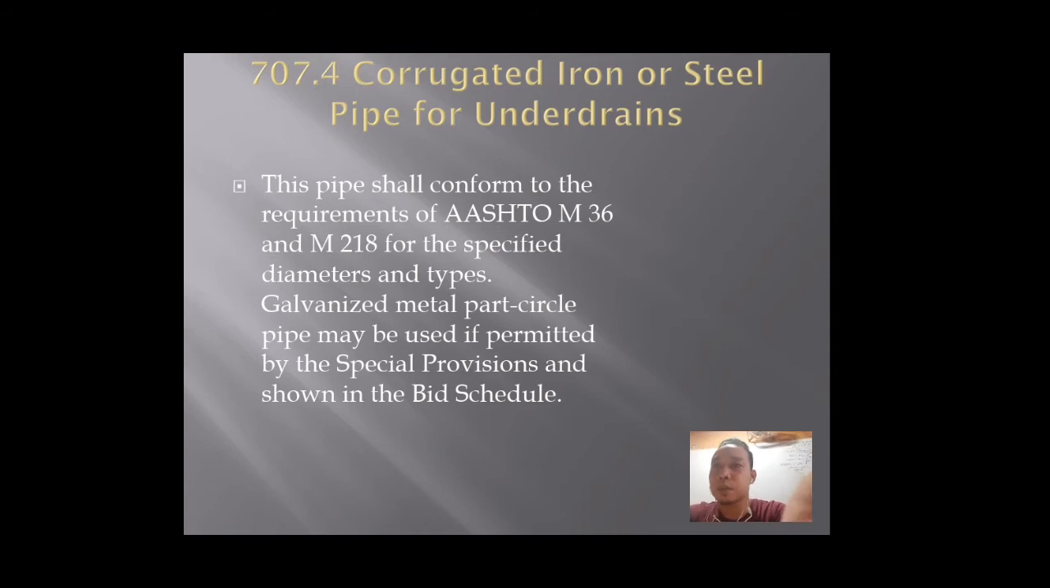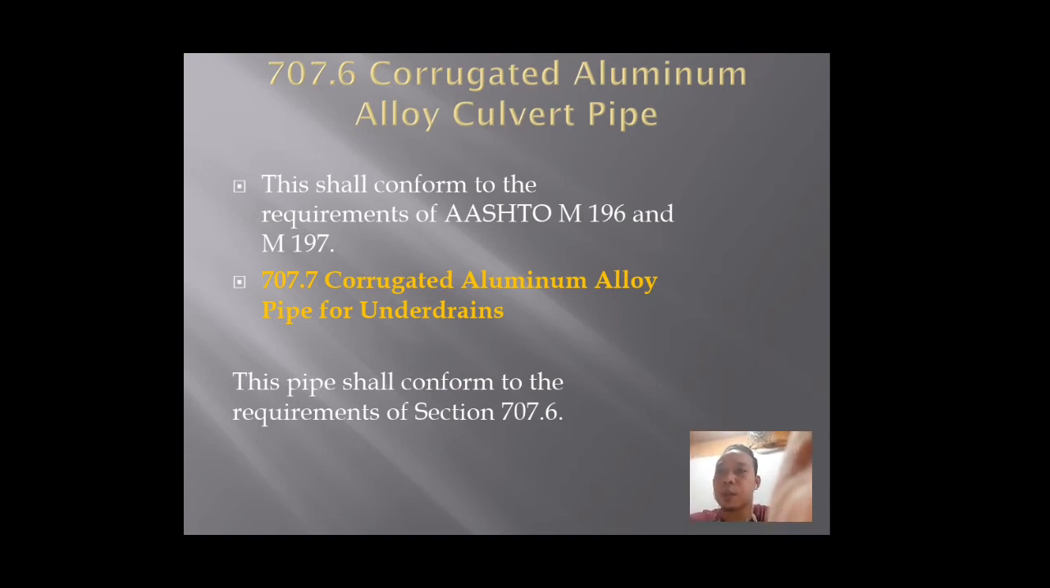So sub-item 707.4 is about corrugated iron and steel pipe for under drains. It states that these pipes shall conform to the requirements of AASHTO M36 and M218 for the specified diameter and types. So in this item, we'll be able to know the different types of pipes. And galvanized metal perforated circle pipe may be used if permitted by the special provision and shown in the bid schedule. The next item is 707.6 about corrugated aluminum alloy culvert pipe.